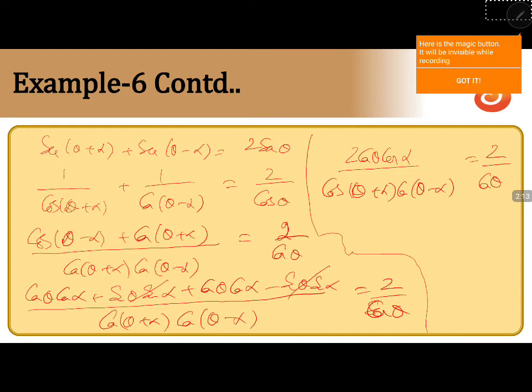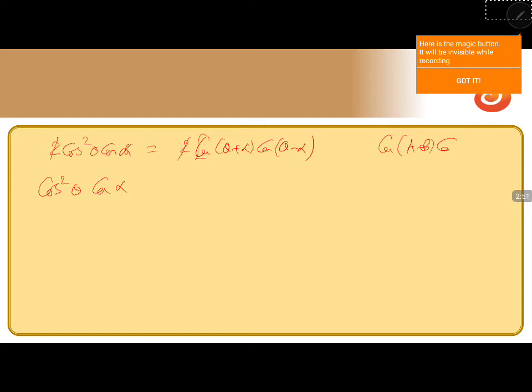Now you cross multiply. You get 2 cos² θ cos α is equal to 2 into cos(θ + α) into cos(θ − α). 2 cancels. So cos² θ cos α equals that product. You have cos(A + B) into cos(A − B) is cos² A − sin² B, or cos² B − sin² A, we have proved.